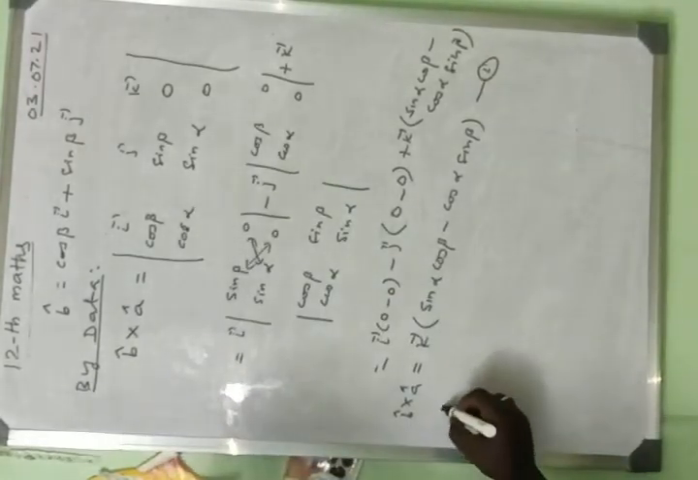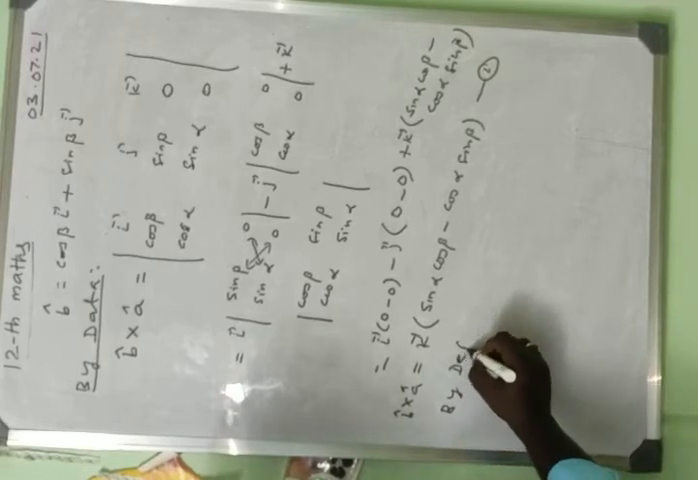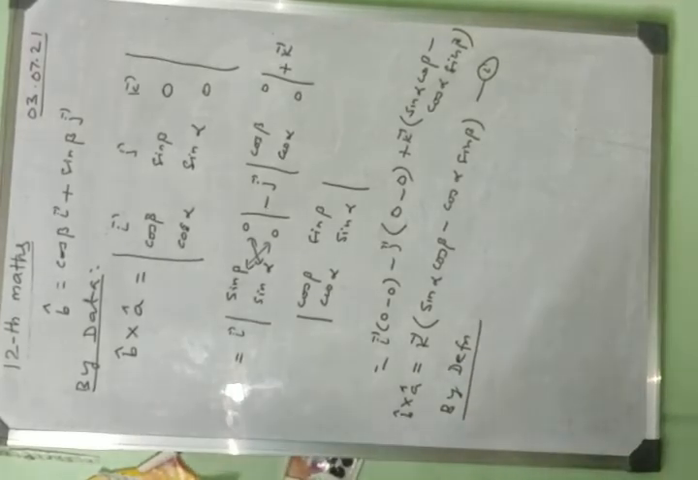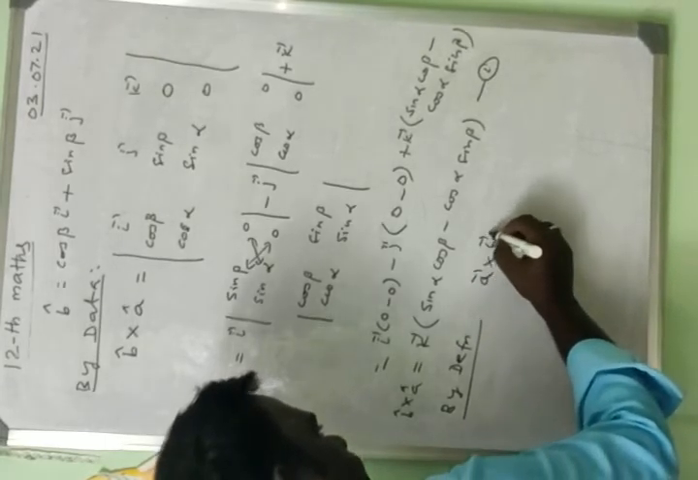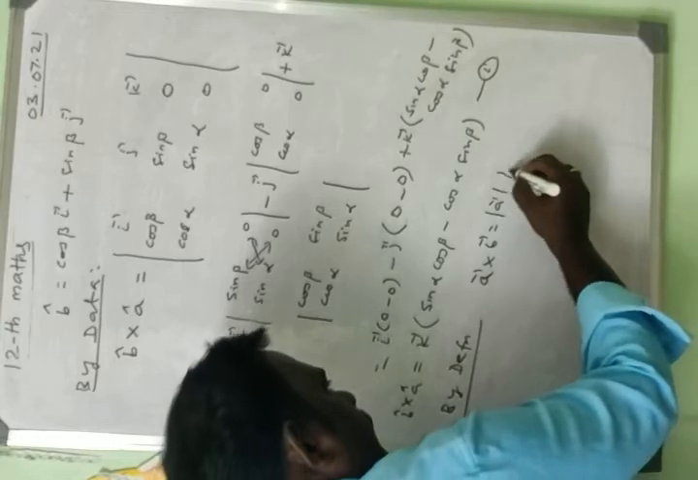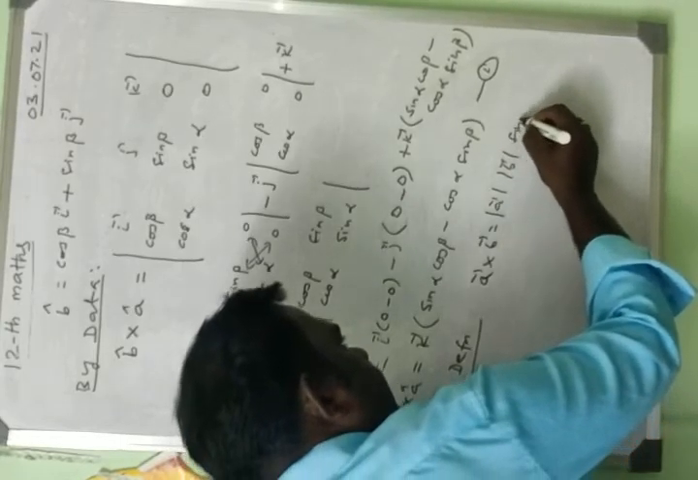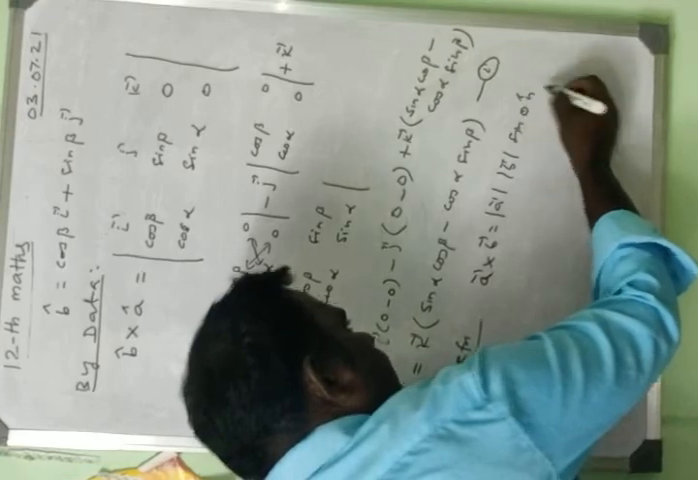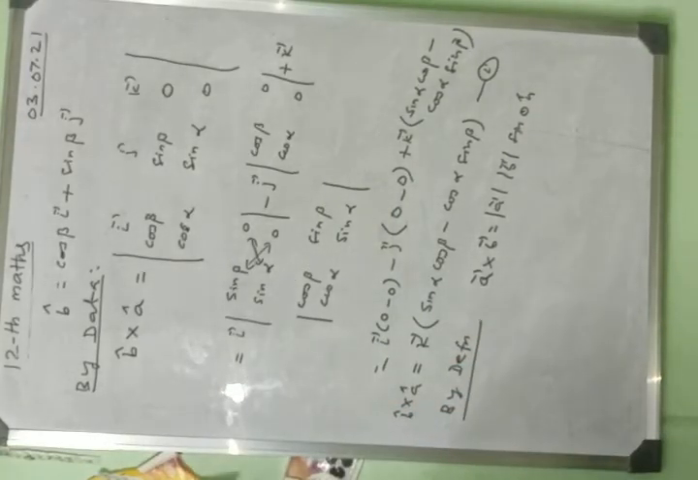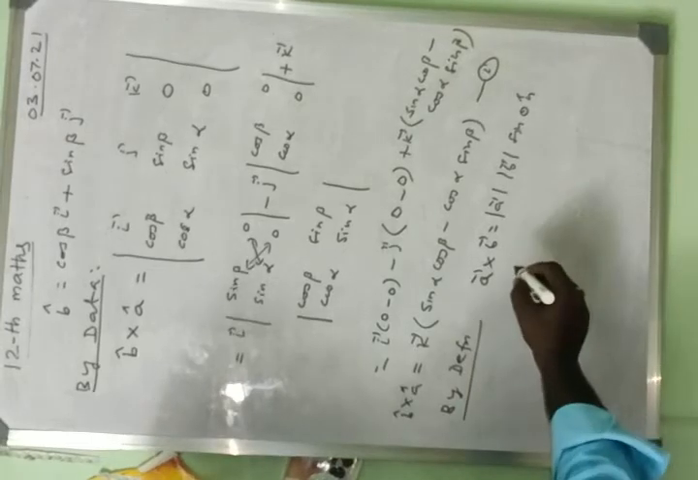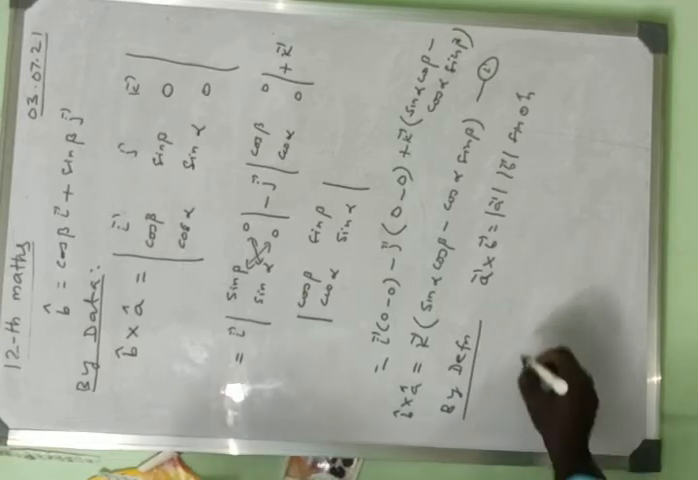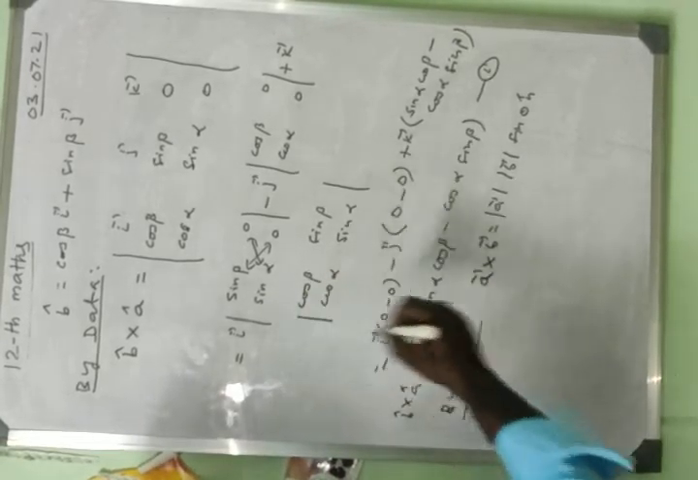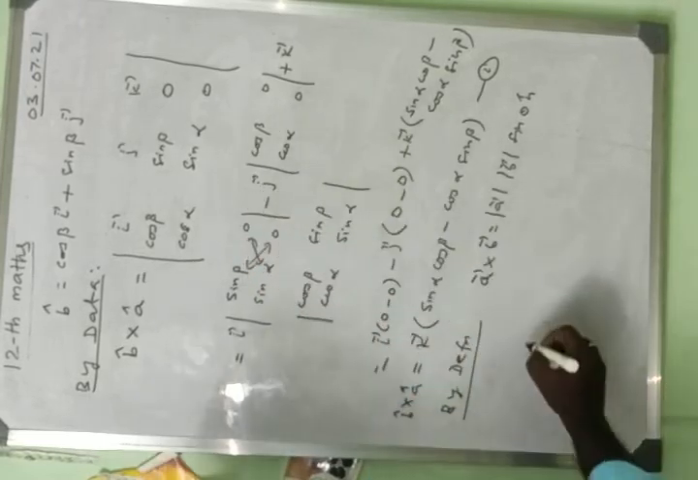Next, by definition. First we will write the definition. Vector A cross vector B is equal to mod of vector A, mod of vector B, sin theta, cap N. Here we want the mod of vector A, so eliminate cap N. So we want vector B cross A. First we take counterclockwise, which means the first point is B only, so we put B here.